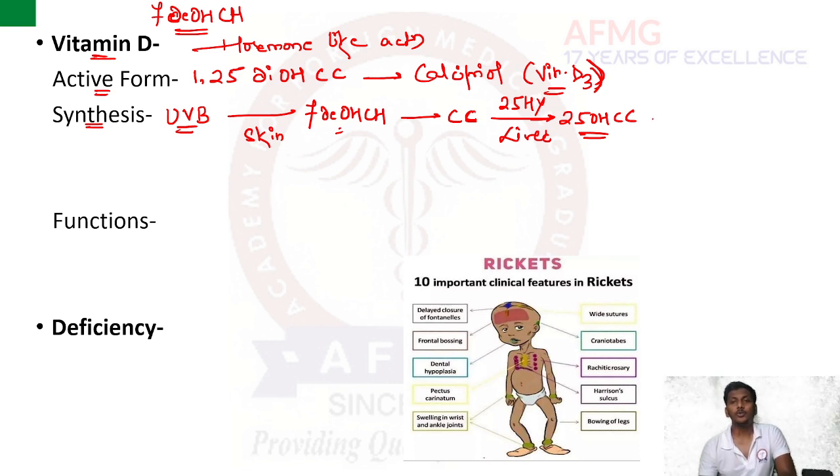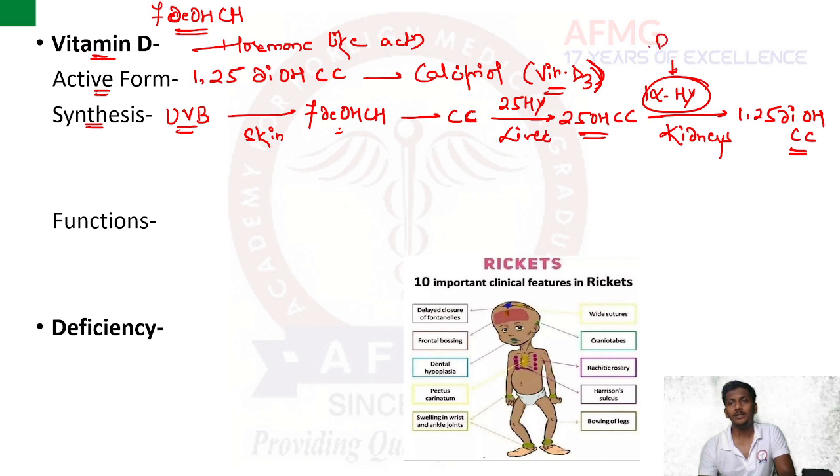After 25 hydroxycholecalciferol is formed, it is transported to the kidneys, which is the last step. In the kidneys, it is converted to its most active form, 1,25 dihydroxycholecalciferol, also called calcitriol or vitamin D3, by the enzyme 1-alpha hydroxylase. Please remember, 1-alpha hydroxylase is the rate limiting enzyme of vitamin D synthesis. If they ask which is the rate limiting enzyme of vitamin D synthesis, the answer should be 1-alpha hydroxylase. And where is it located? It is located inside the kidney. These are the common questions they usually ask.